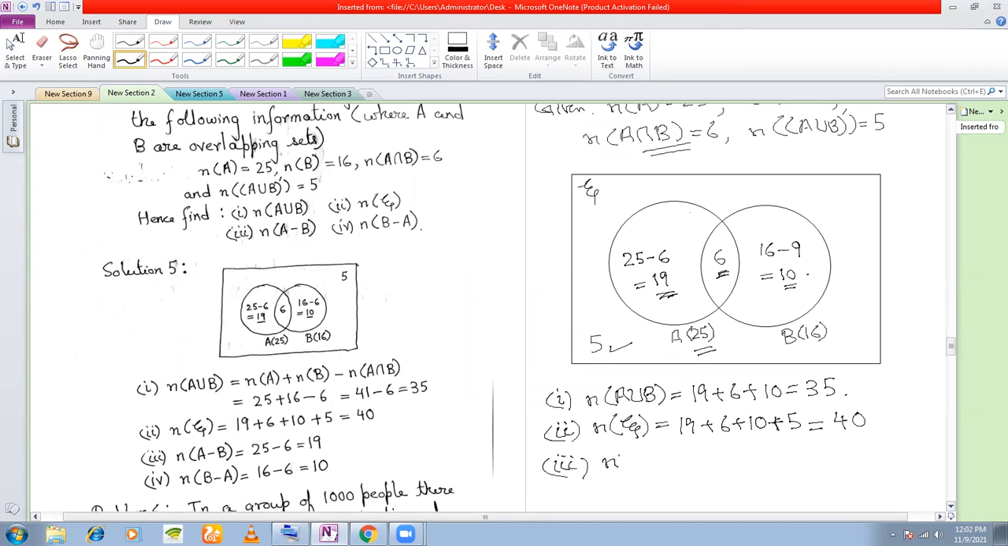Next, the cardinality of A minus B. What do you mean by the cardinality of A minus B? It means the elements that are in A only and not in B. That means this will be the cardinality of A minus the number of elements in both A and B, which is equal to 19.